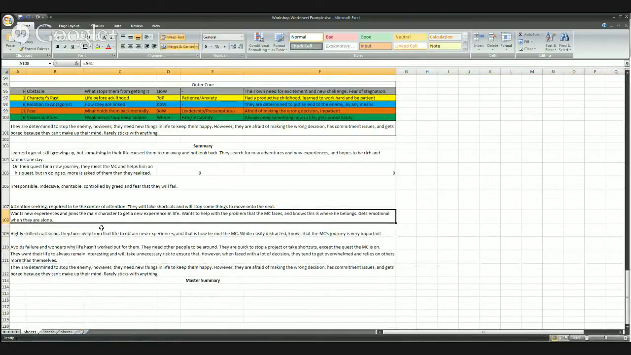But let's go ahead and take a look at what we have. So now when we write our master summary, we use all of these points right here. But let's go ahead and read through all of them at once.